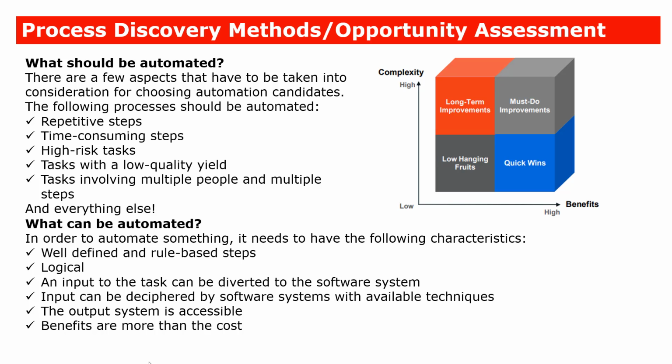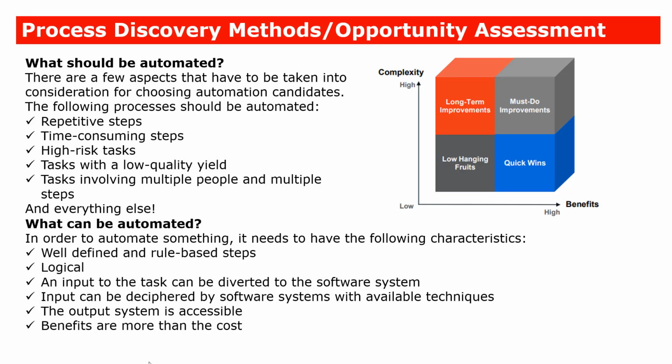But if it is done by a robot, there will be a reduction of risk. So all those processes can be taken into consideration for automation, not only the repetitive steps. If there are tasks which are of low quality, you need to look at that front too. You also need to look at tasks which involve multiple people and multiple steps and everything else. When I say everything else, I'm talking about multiple applications.